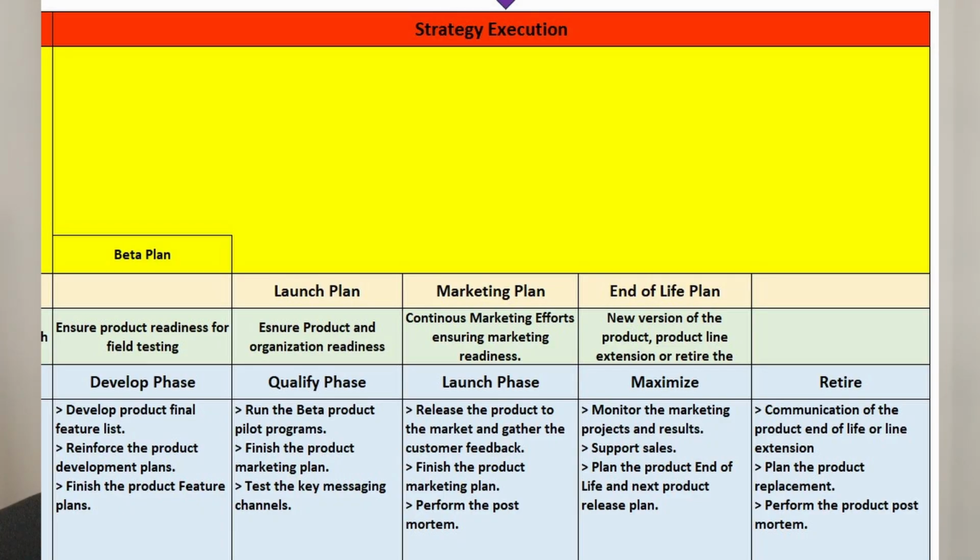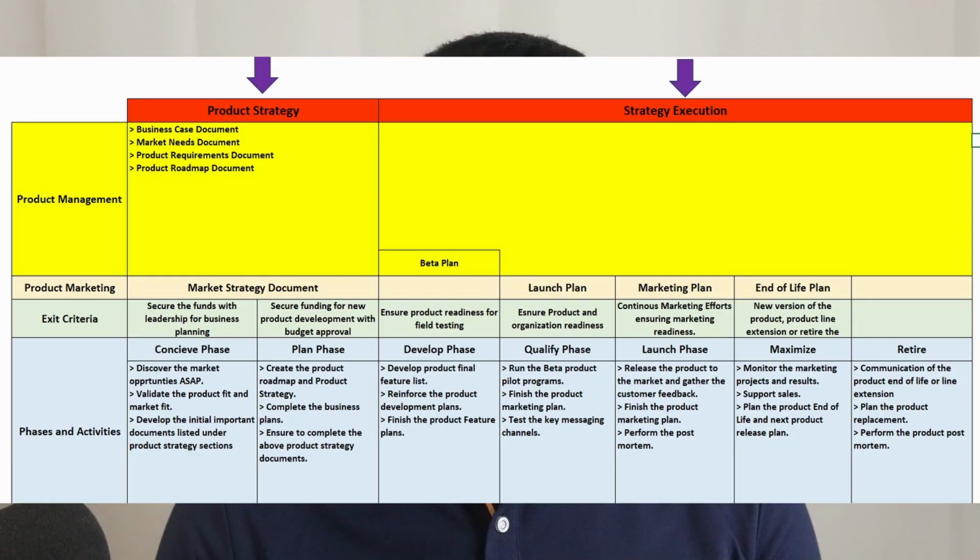The other aspect of the product is the execution part. The execution side happens during the develop, qualify, launch, maximize, and retire phases. Each phase is focused on moving the product closer to market success or making hard decisions if the product isn't viable. So let's walk through each one briefly so that you have a clear idea what each of these phases does. First, the conceive phase. This is where the idea starts.